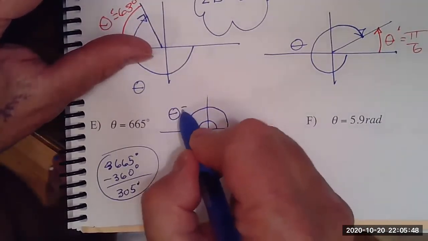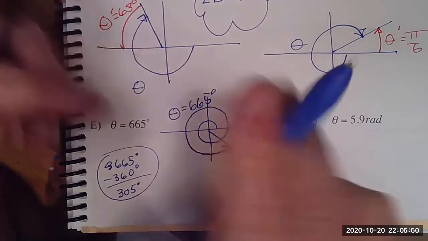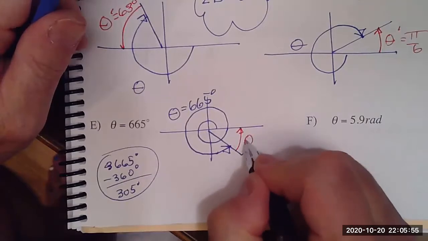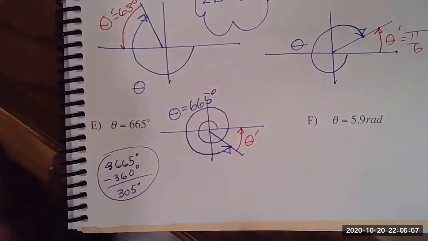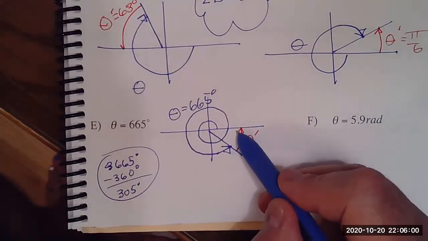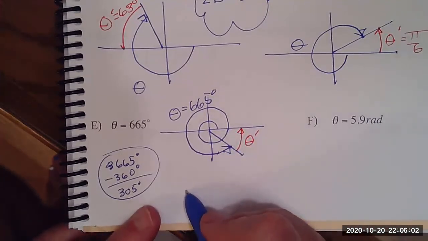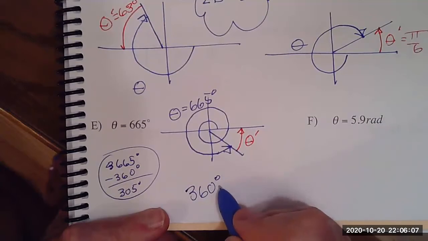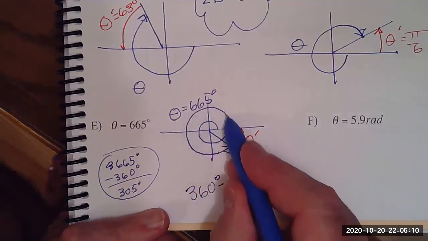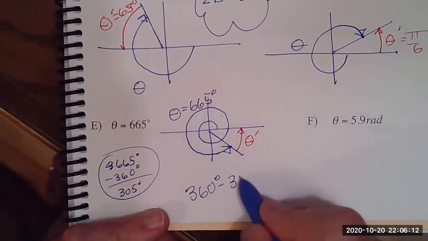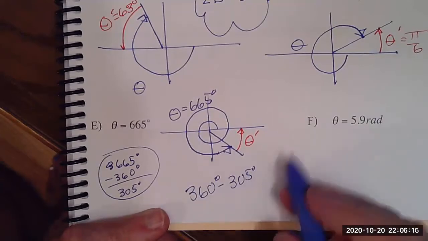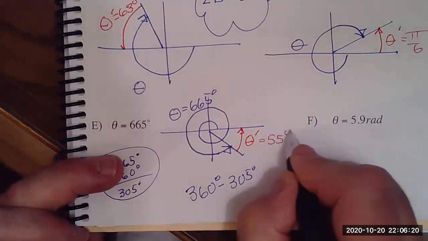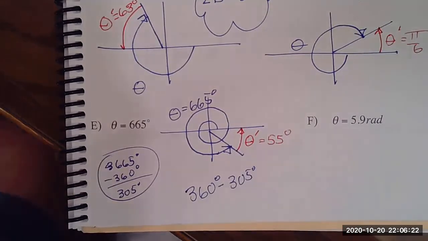This is theta, which is 665 degrees. So what I need is this part right here. So this is almost 360. If I took 360 and backed off this extra amount, which is 305, that gives me 55 degrees. That's the leftover. That is my reference angle.